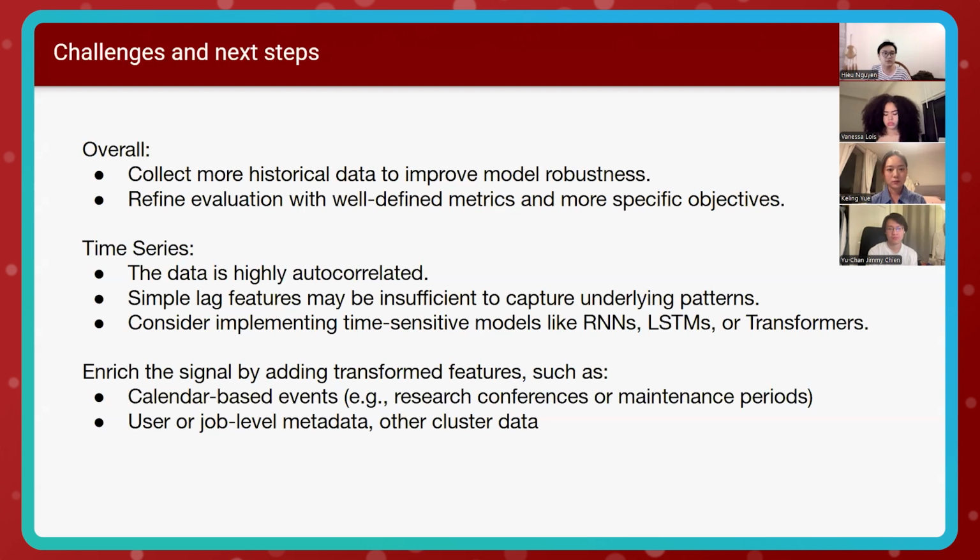Lastly, we also want to enrich the signal by adding more external features such as calendar-based events, research conferences, or maintenance periods. And we also want to add user or job level metadata with some other cluster data as well.